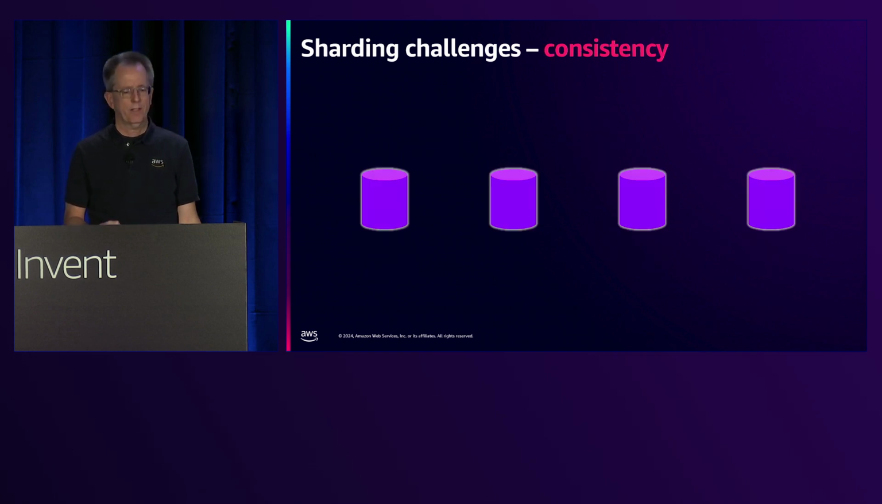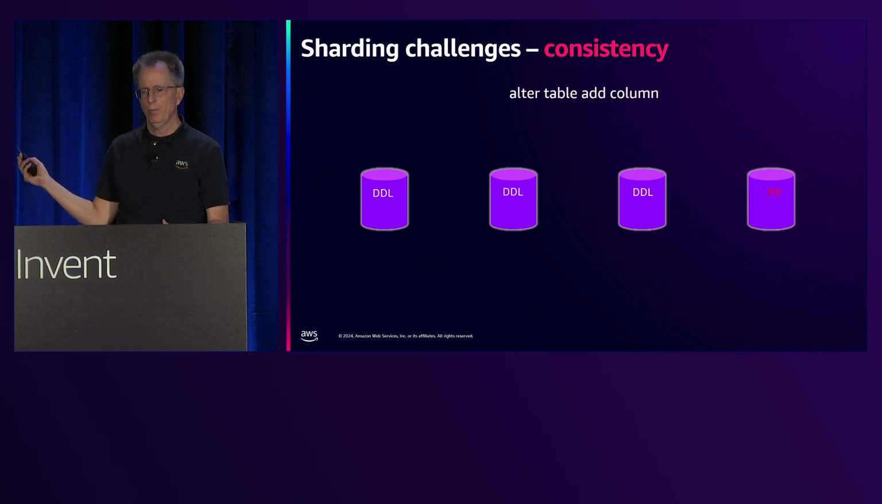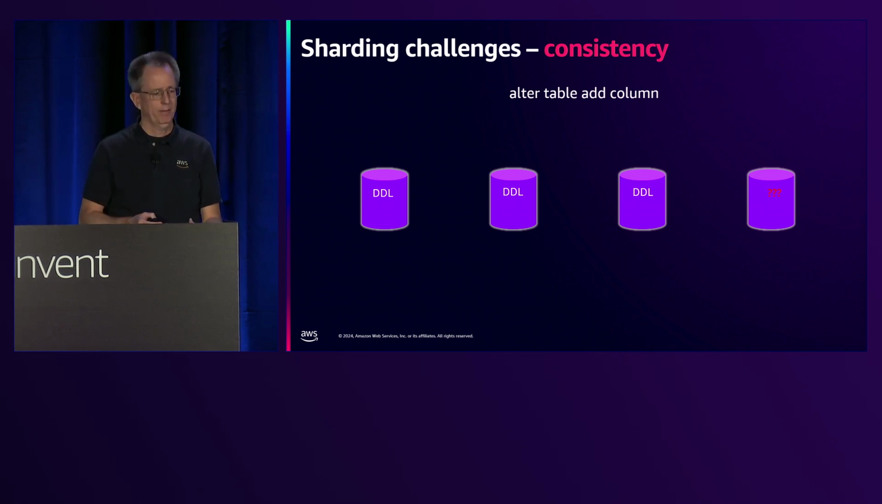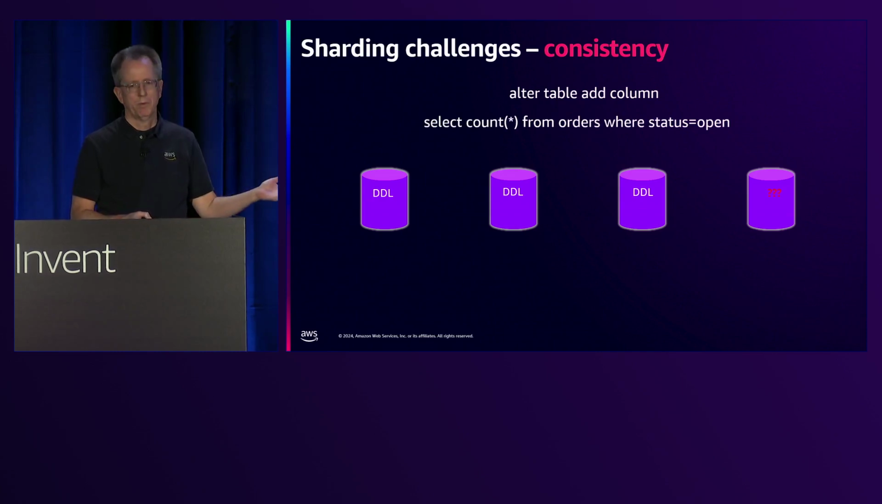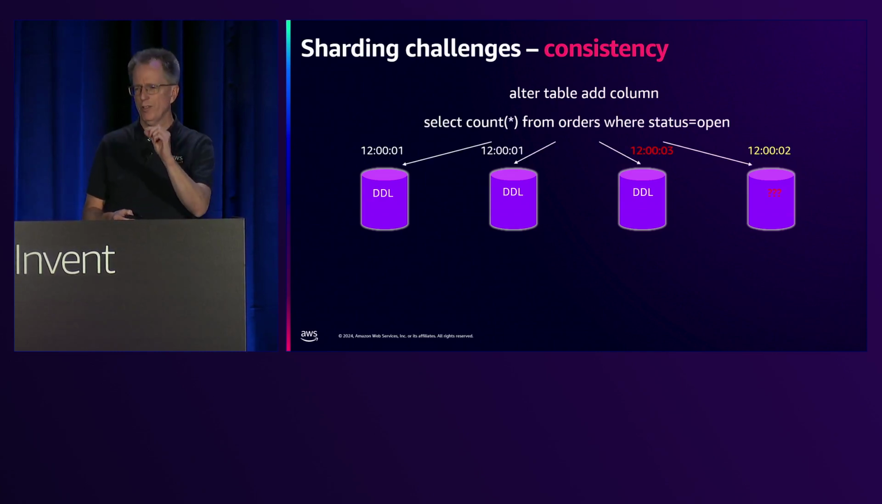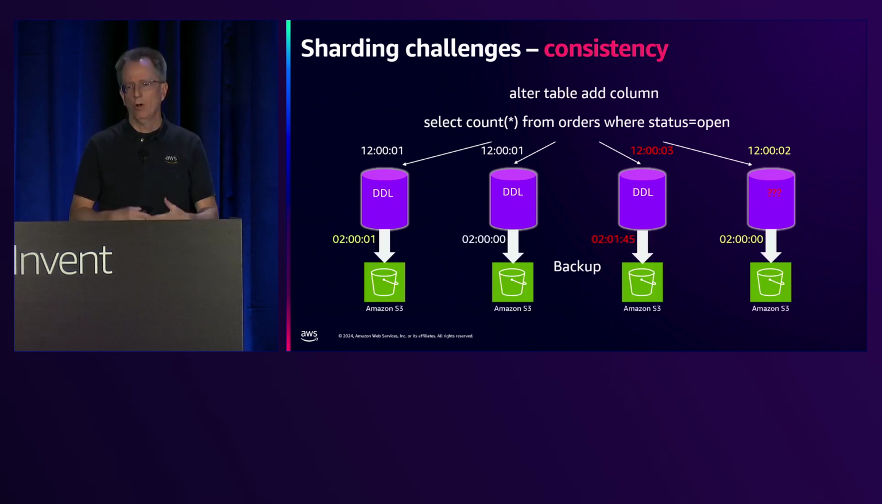The other one is consistency. So sharding is nice, but let's say you want to add a column. Now you got to add a column to 4 databases, right? And you got to make sure your application's okay with the timing on that. And what happens if you miss one, right? That would be bad. With 4, it's not bad, but you can imagine if you had 100 of these, that would be much more challenging. If you want to query, what are the open orders right now? Those are going to run at all slightly different times, right? If you try to do a backup, again, all at slightly different times.